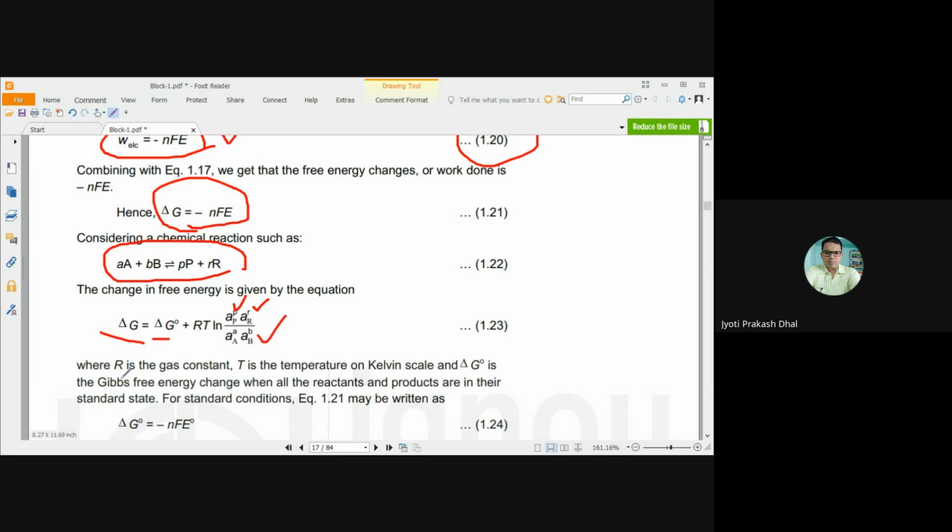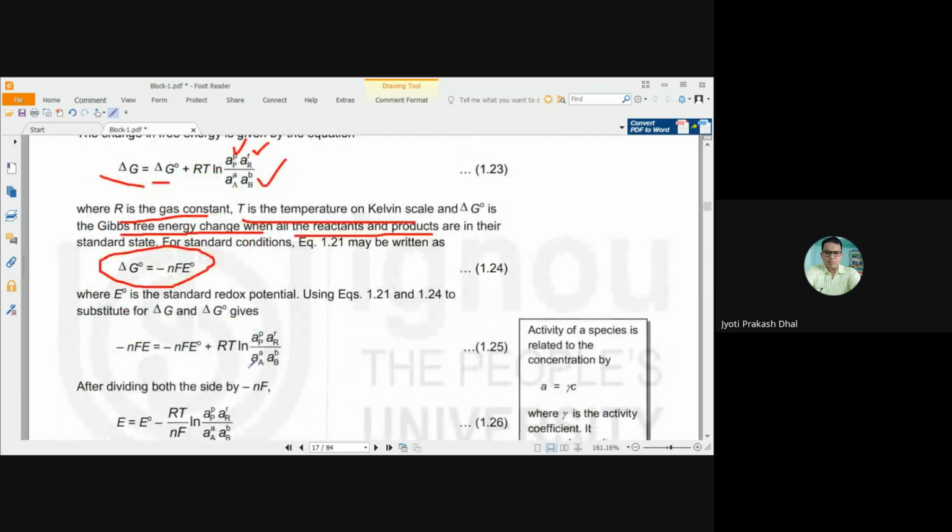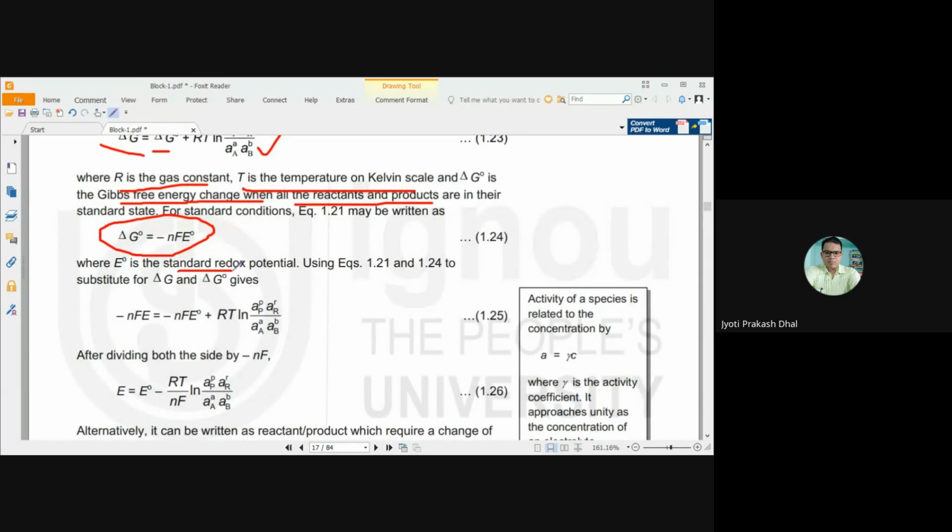Here R is the universal gas constant, T is the temperature in the Kelvin scale, and ΔG° is the standard Gibbs free energy change. That means when all the reactants and products are in their standard state. So here again we know that ΔG° equals minus nFE°. So E° is the standard electrode, standard redox potential.